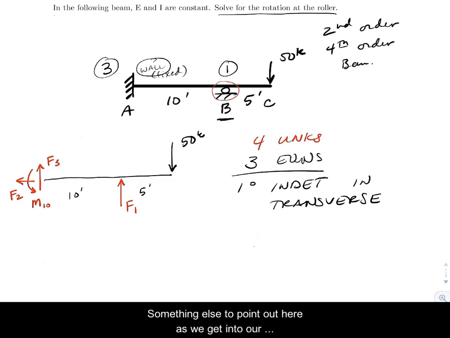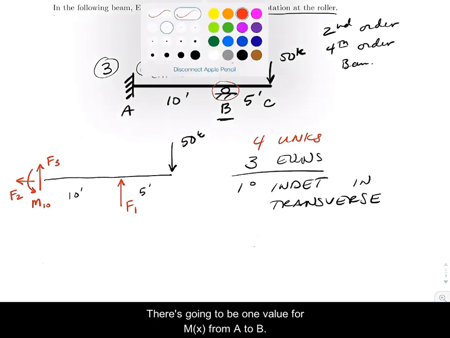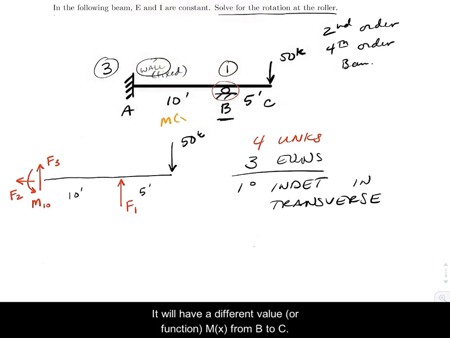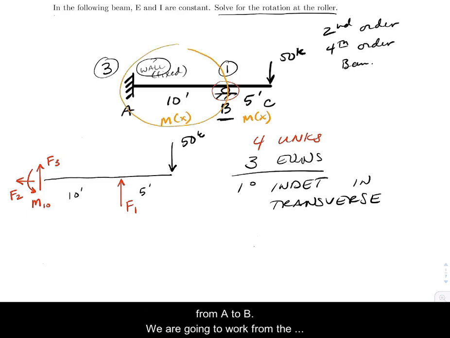Something else to point out here as we get into our example is the moment equation, which we're going to need in our second order beam equation, is going to have two pieces to it. There's going to be one function M of x from A to B, and a different function M of x from B to C. So the segment that we're going to be interested in is over here from A to B. We're going to work from the wall to the roller.